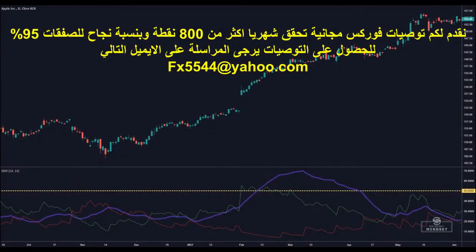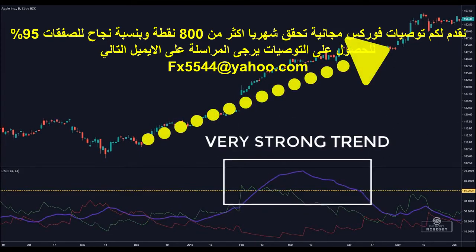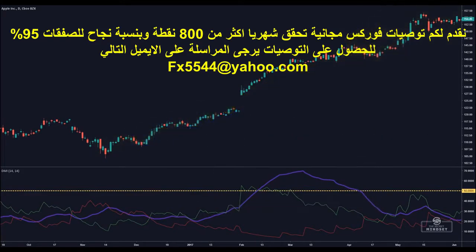Check out this chart. Look at the ADX line hitting the 50 level. This implies a very strong bull rally. These movements are rare, but they do happen.